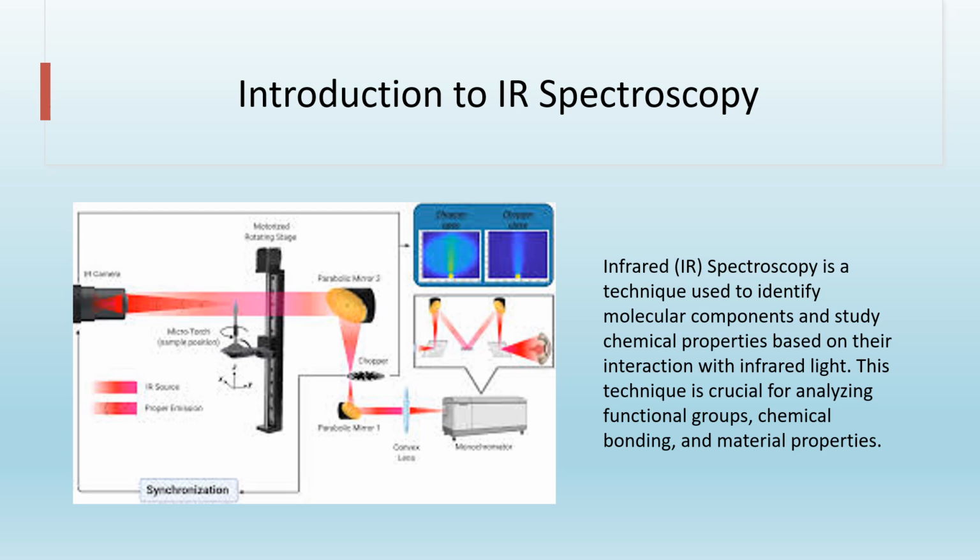But why is infrared light so special? It is because the energy in IR light matches the vibrations of chemical bonds in molecules. When the light interacts with a sample, the bonds absorb specific wavelengths, giving us a unique molecular fingerprint.